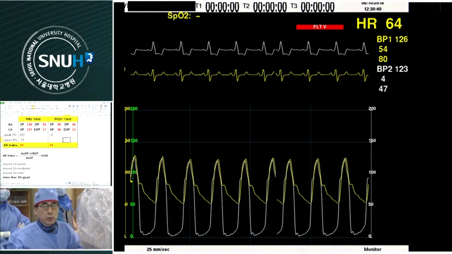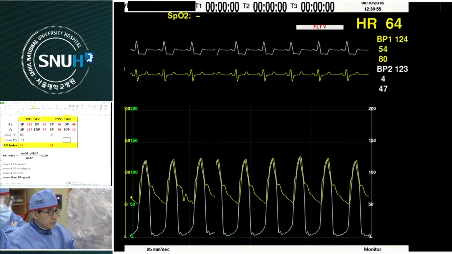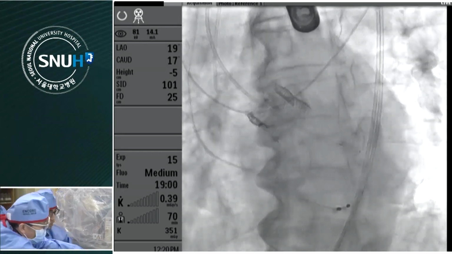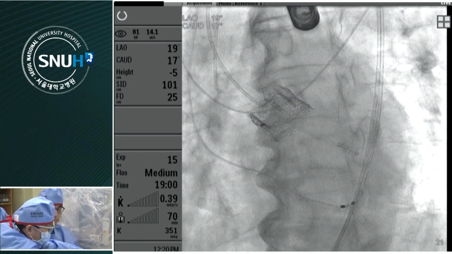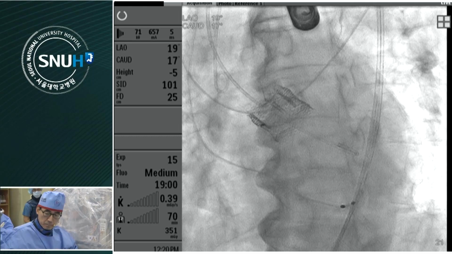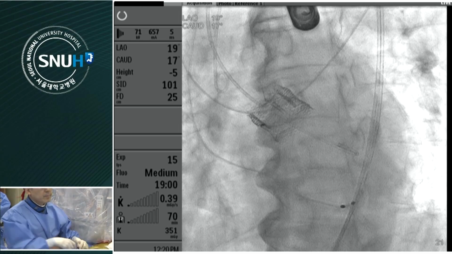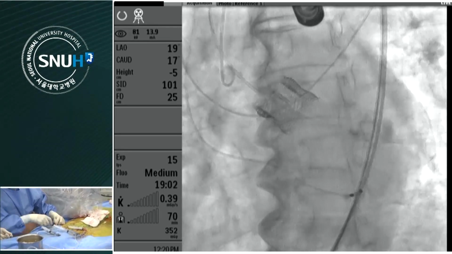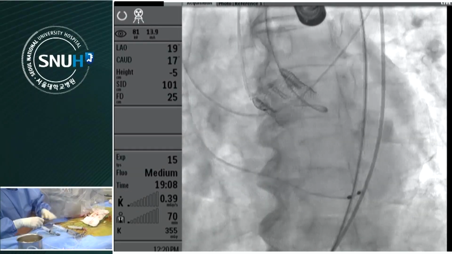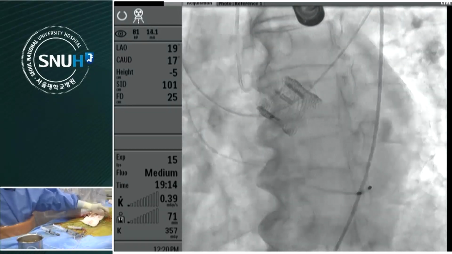Then we are going to remove the LV pigtail and show you the final angio. Angio, main screen. Shall we give some contrast? Hold it. Fill the control. Okay, preparing to proceed. Ready?